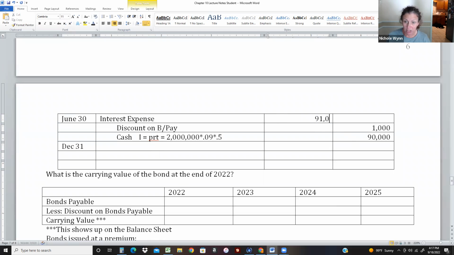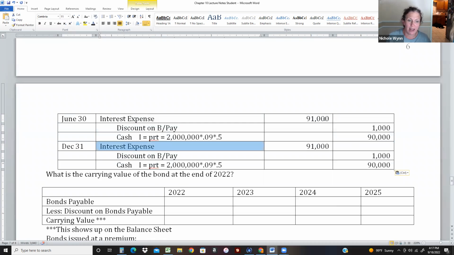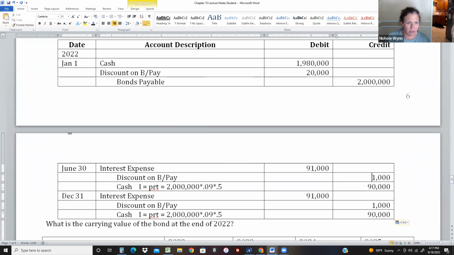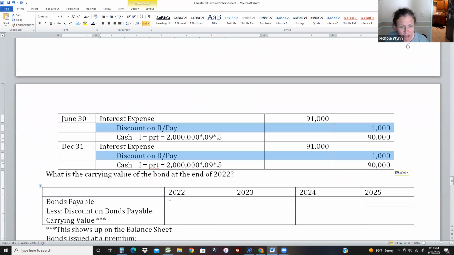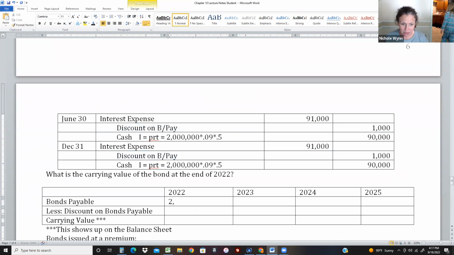So what we're going to do is this exact same journal entry every 6 months for the whole 10-year period. So every time we whittle away some discount, it's going to make the discount balance go down. Discount has a debit balance, but then we whittled away one, and then we whittled away one more. So 20 minus 2 is how much, Claire? 18, right. So our bond has a face value of 2 million, but the balance in discount at the end of this year is 18.